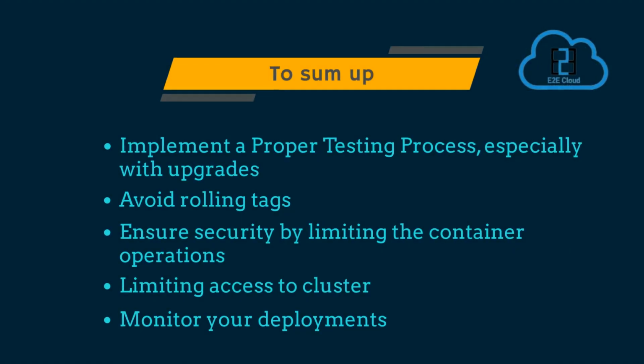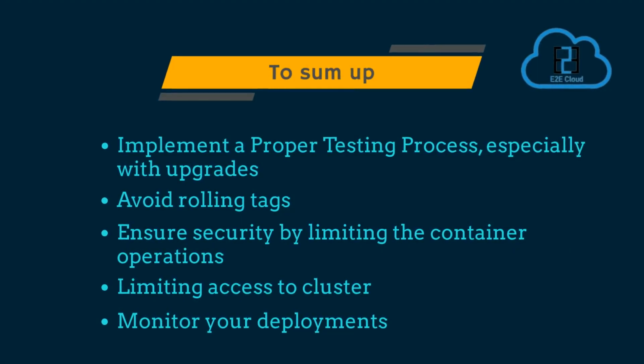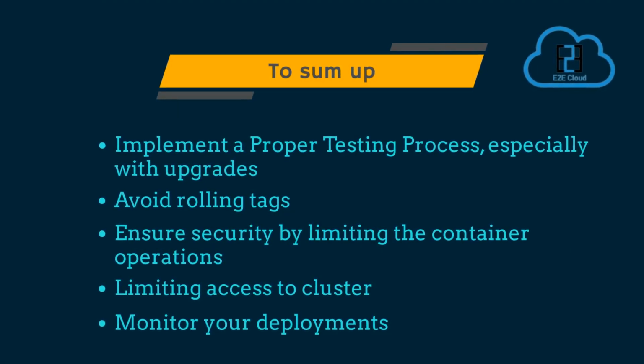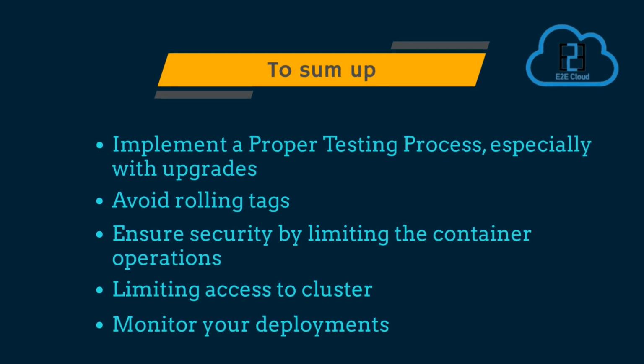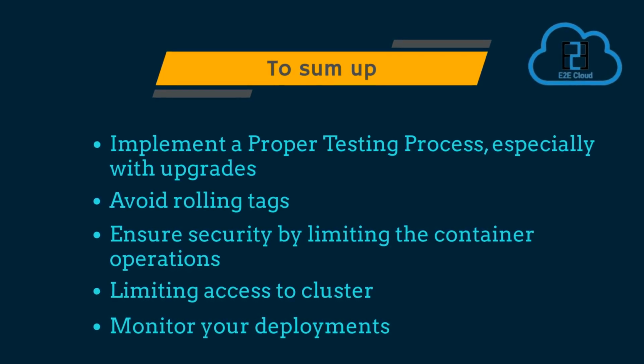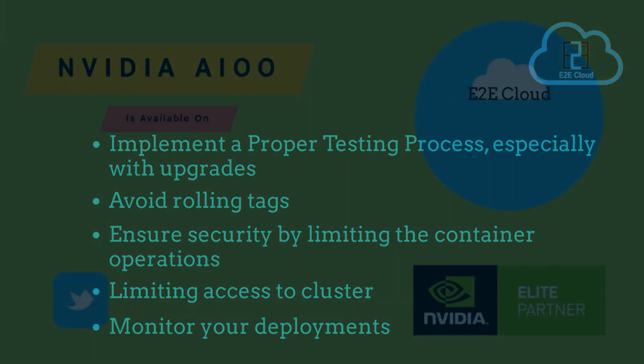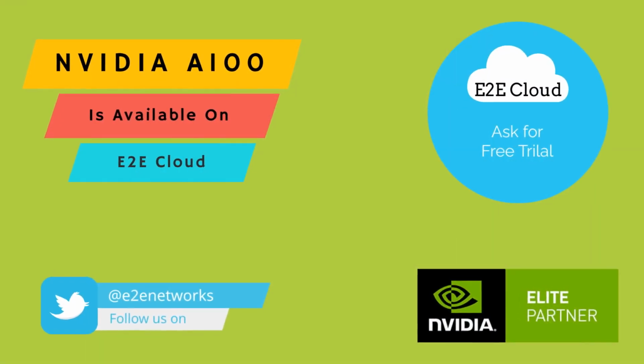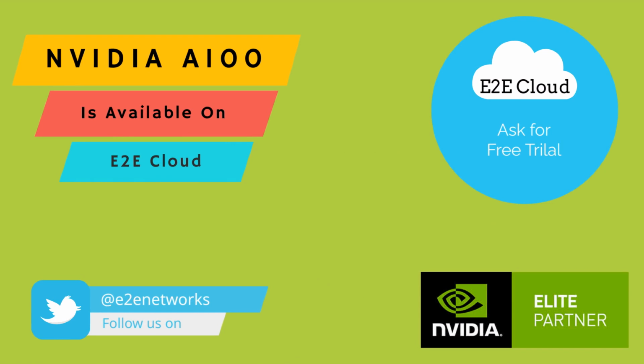To sum up, the steps to follow are: implement a proper testing process, especially with upgrades, avoid rolling tags at any cost, ensure security by limiting the container operations, limit access to the cluster, implement role-based access control policies, and monitor your deployments.